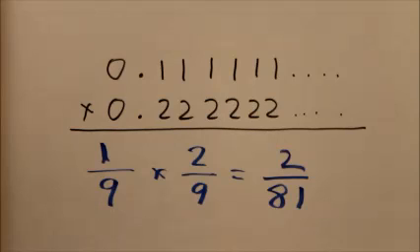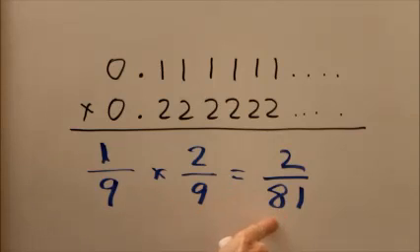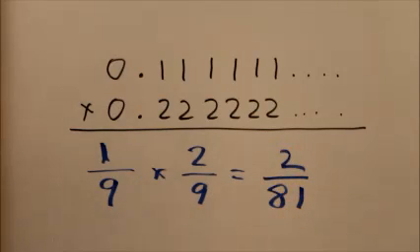So we know that the product of these two numbers is a rational number, because the definition of a rational number is the ratio of some integer to some positive integer. Well, that's an integer, and that's a positive integer, and that's a ratio. So 2/81, or 2 parts in 81, is the product.